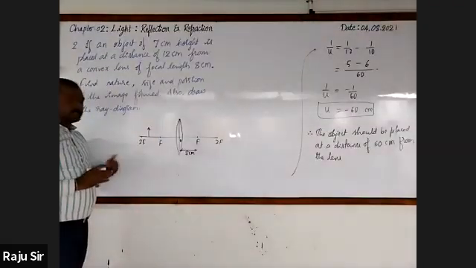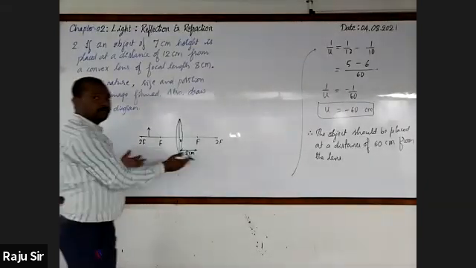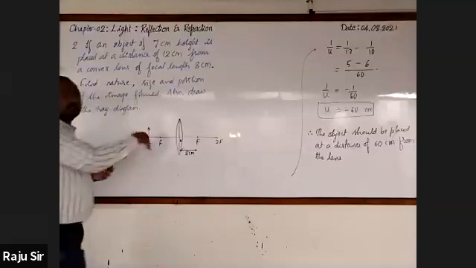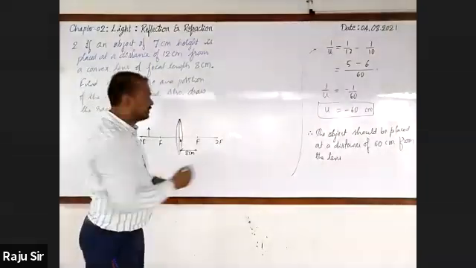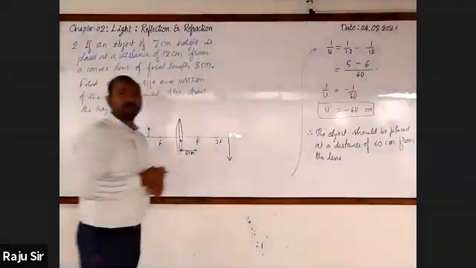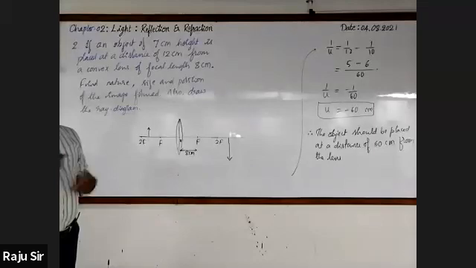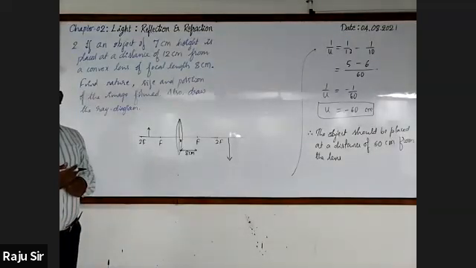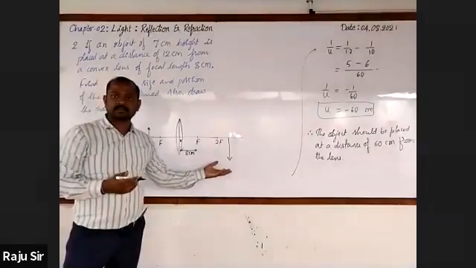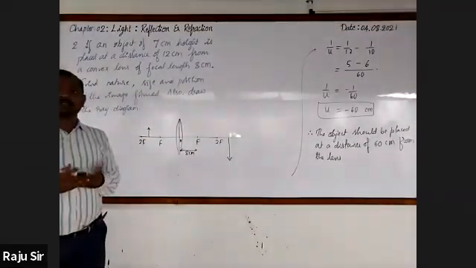When the object is placed between F and 2F, where is the image formed? Beyond 2F, on the other side of the lens. Diminished or magnified? Magnified. Whether it is real or virtual? Real and inverted.